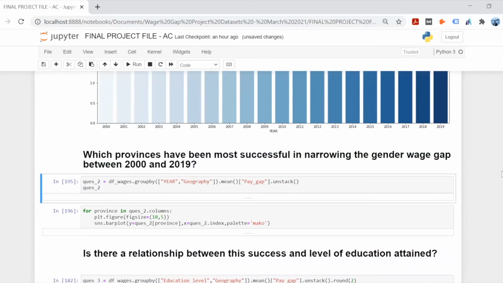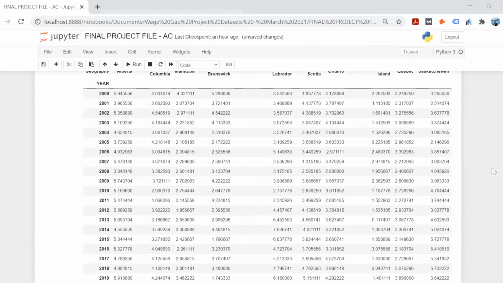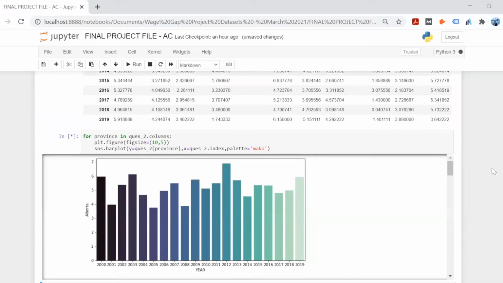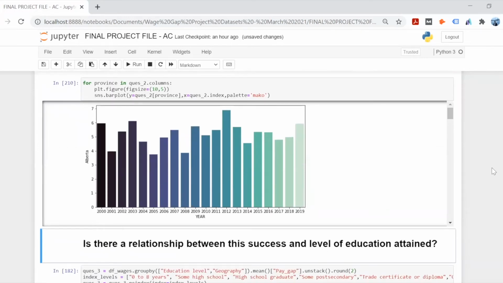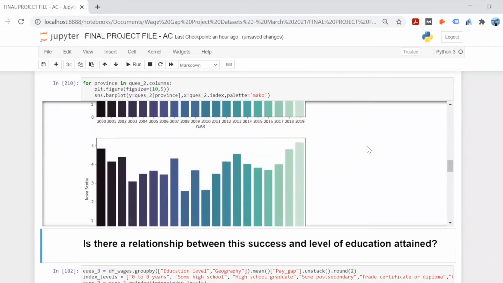Moving on to our second question, we are trying to analyze which provinces have been most successful in narrowing the gender wage gap since 2000. For this purpose, I grouped the data by year and by geography and used the mean function on the pay gap column. After which, I got the average pay gap of each province from 2000 to 2019. I used bar plots for visualizations for each province. So there are 10 plots showing the average pay gap from 2000 to 2019.